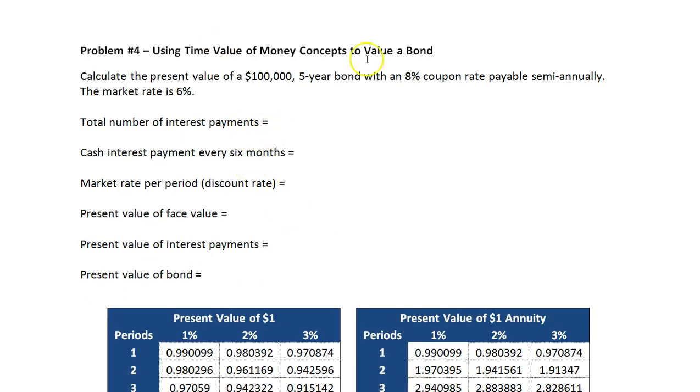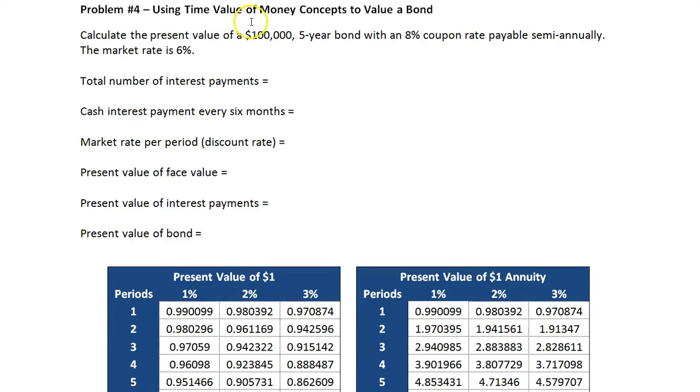Alright, time value of money concepts to value a bond. We have a $100,000 bond, 5-year, 8% coupon, semi-annually. Market rate is 6%.